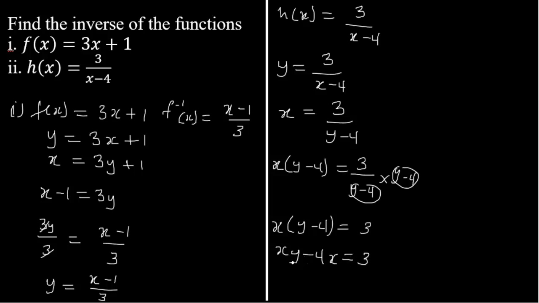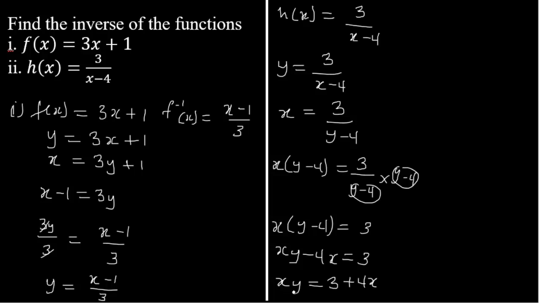And don't forget, we are making y the subject. So the terms containing y should be on one side of the equal sign, and any term that does not contain y should move to the other side. On the left side of the equal sign, we can see negative 4x. It doesn't contain y, so we need to move it to the right side. So we have xy is equal to 3 plus 4x.